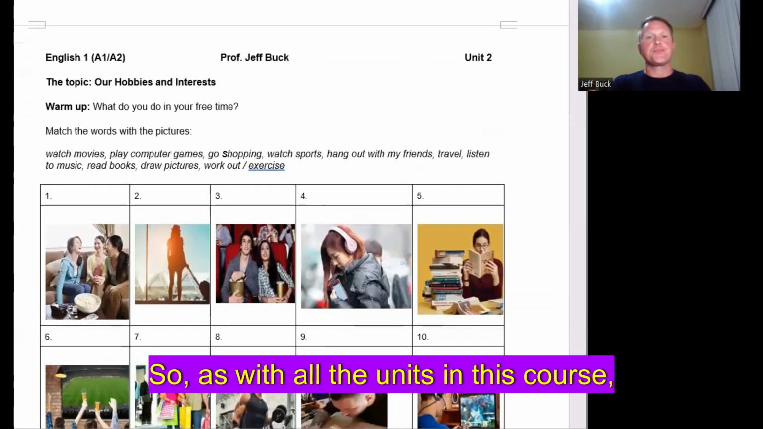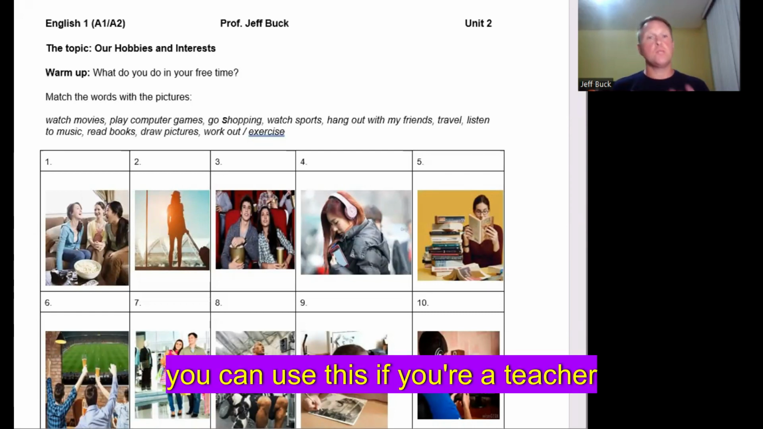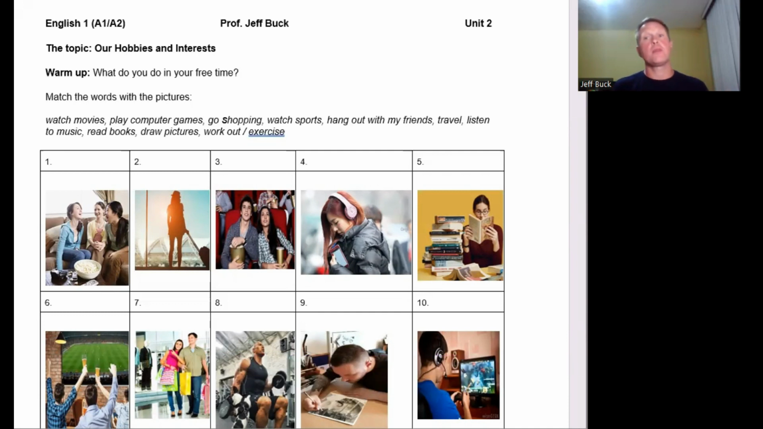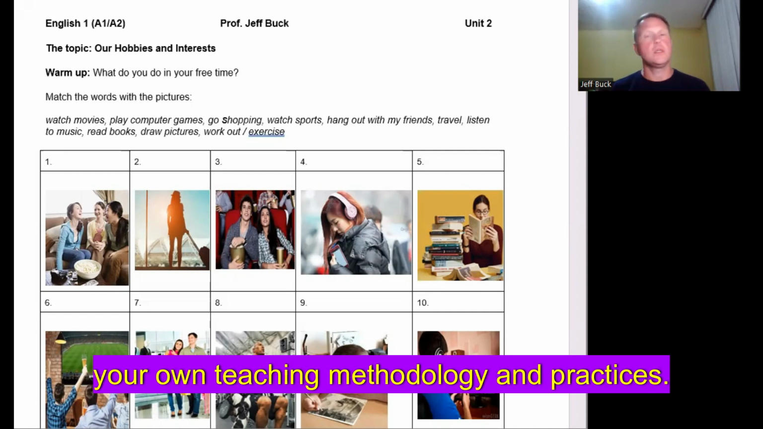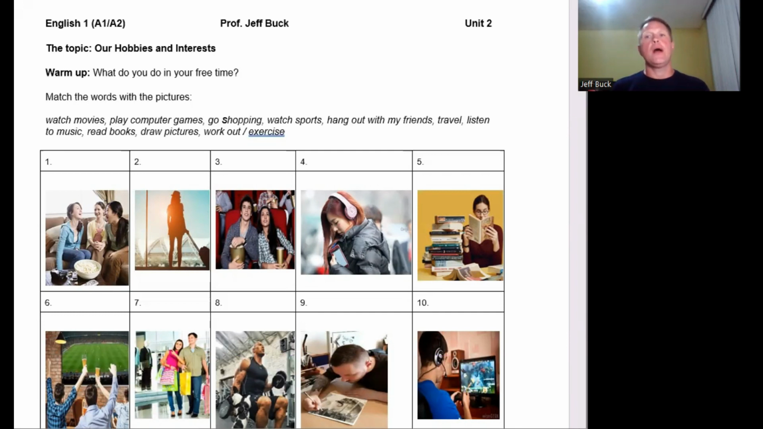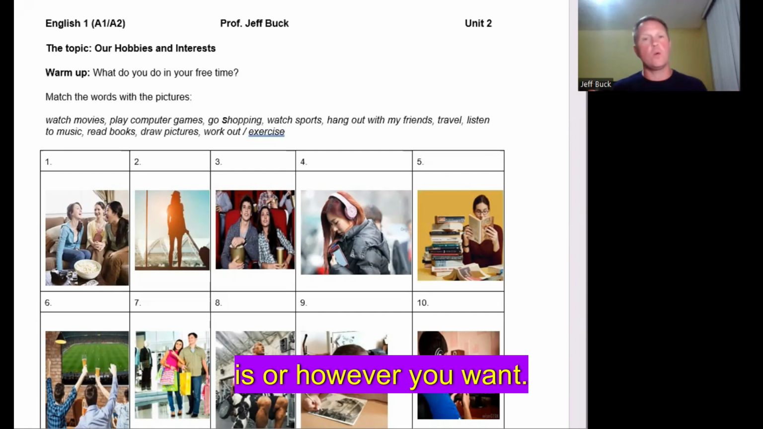So, as with all the units in this course, you can use this if you're a teacher with your students. You can adapt it however you want according to your own teaching methodology and practices. And you can use this if you're a learner, as is, or however you want.